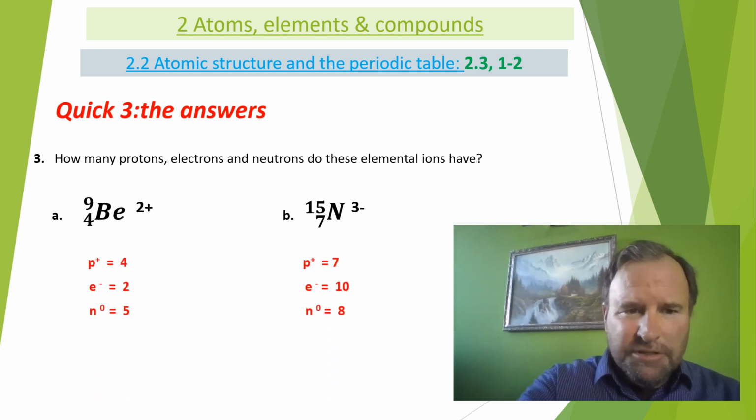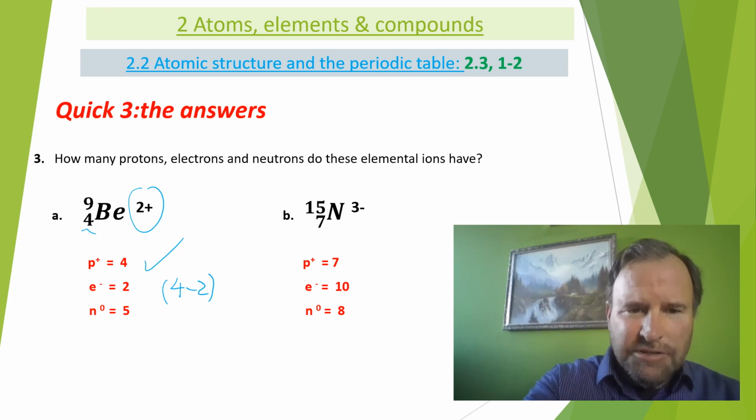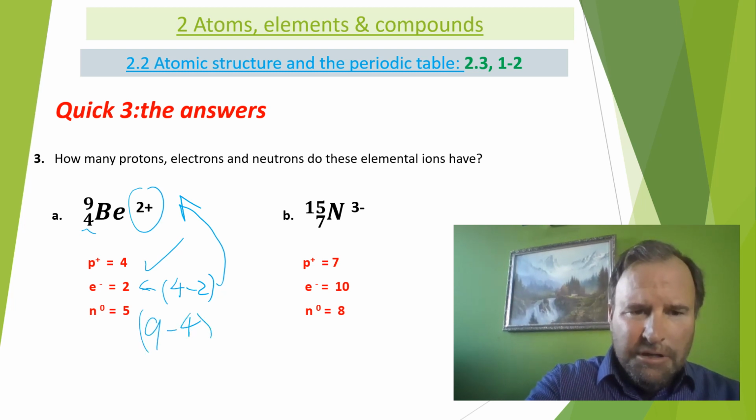Here we go. So protons are 4. We get that from there. Electrons are 2. Remember, this is the metal ion. They tend to lose electrons. So that would have been 4, take away 2, because of the loss of electrons. And remember here, you've got the 9, take away the 4, the nucleon number, take away the proton number.